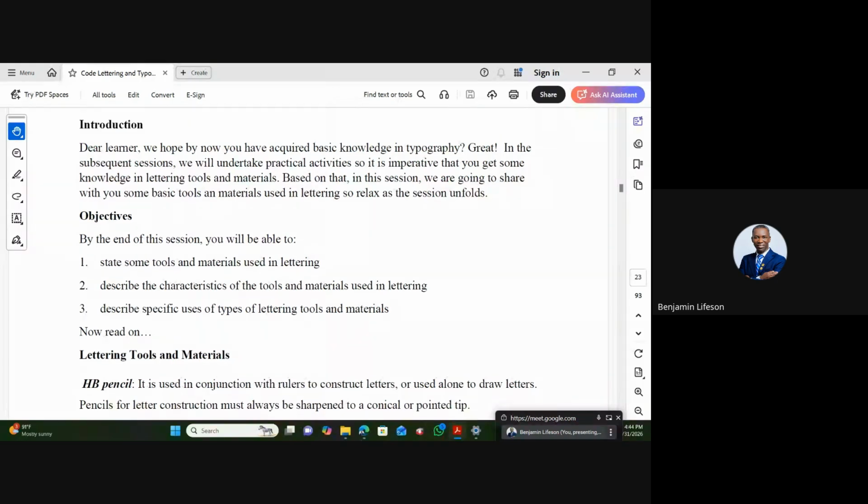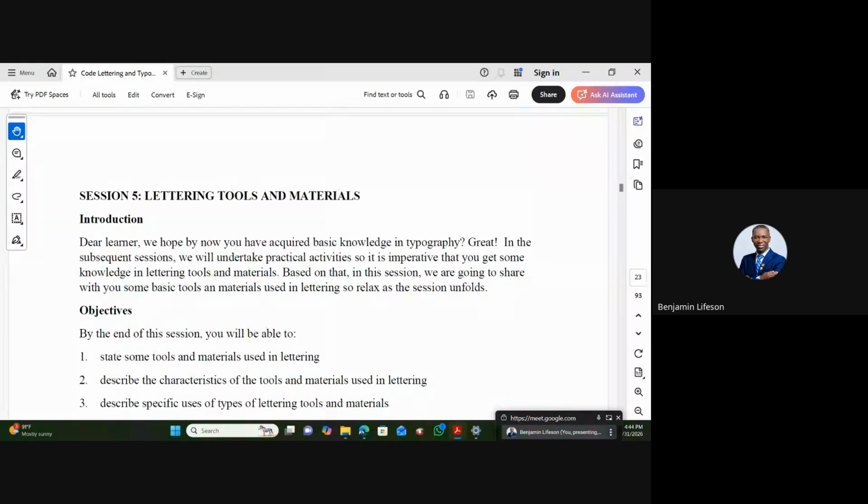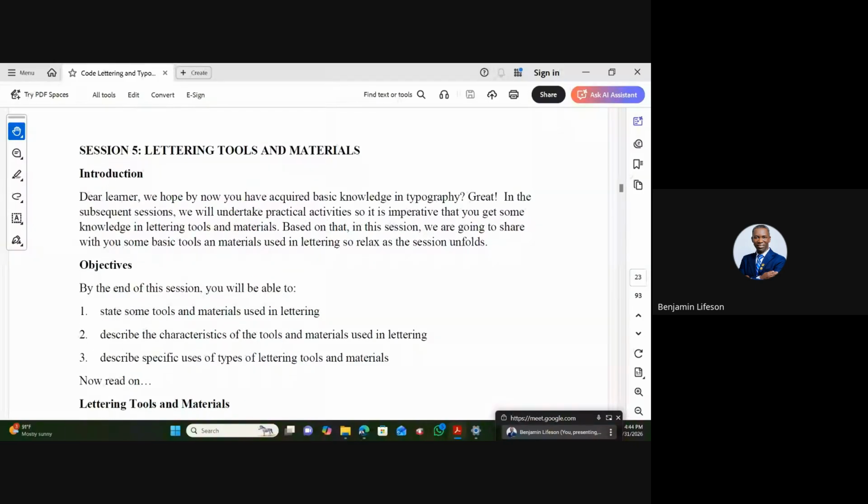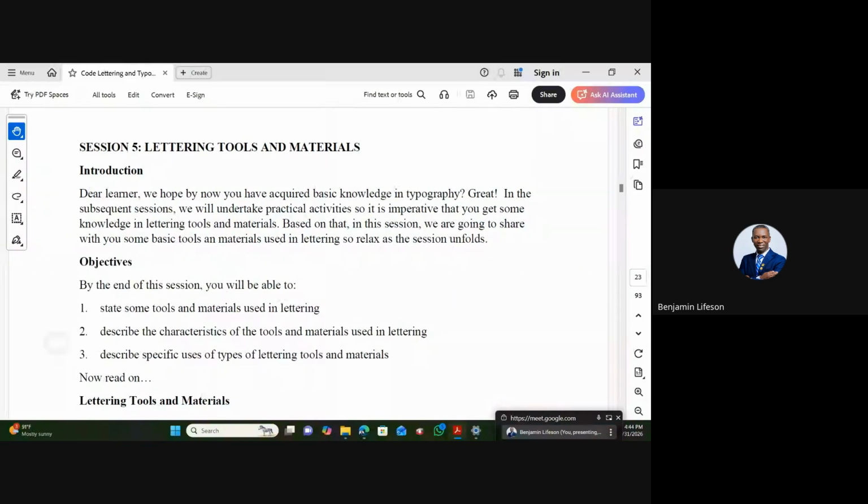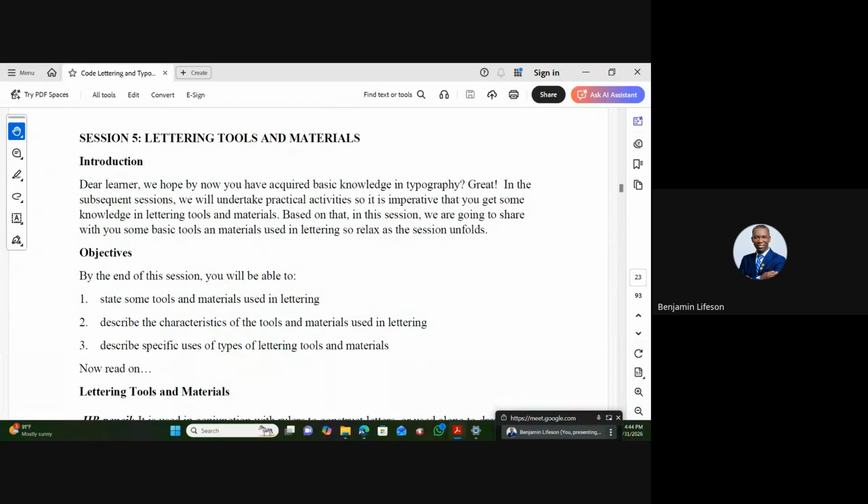All right, so quickly, let's move on to Section 5 of Unit 1. We are looking at tools that we use for lettering.